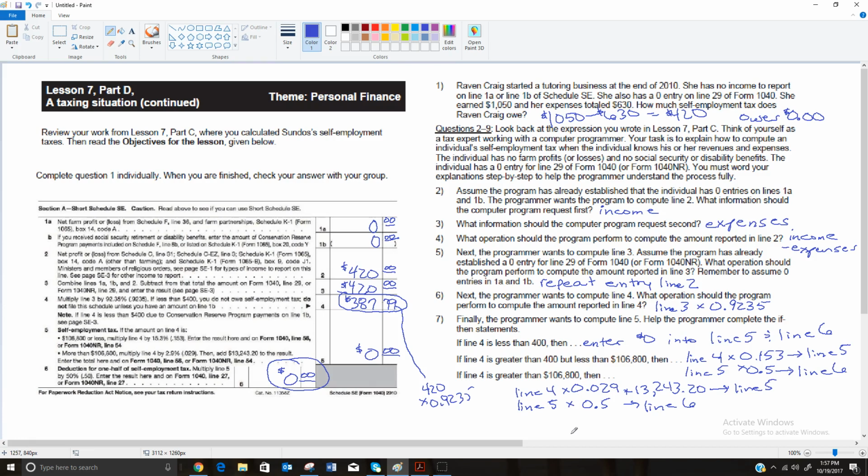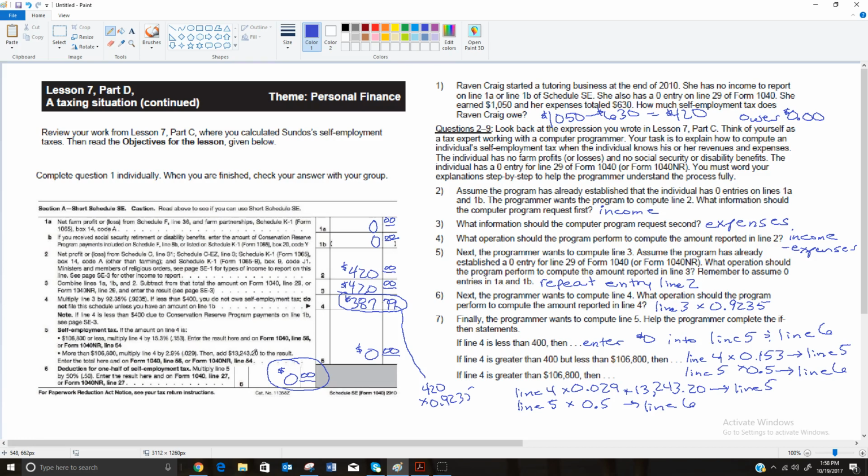So the last couple questions on this lesson have us write out a long string of what to do, and I don't want to do that. I think it's confusing, and I don't think it's very helpful to you, so I'm not going to do 8 and 9. I do want to point out, though, why this happens. So over here where it says if it's more than 106,800, multiply it by 2.9% and then add 13,243.